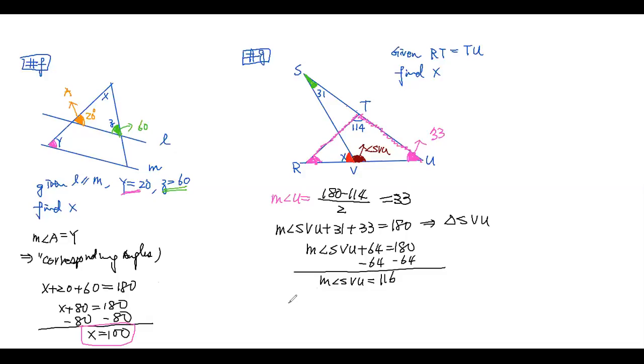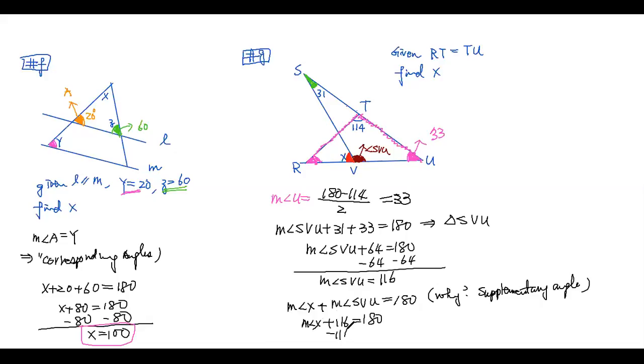So now I can find my angle X here. My angle X plus the angle SVU is equal to 180. Why? Because they are supplementary angles, right? So I know that angle X plus 116 equals 180. You minus 116, minus 116. So what do you end up with for your angle X here? Angle X is 64, correct? That's how we get the angles here.